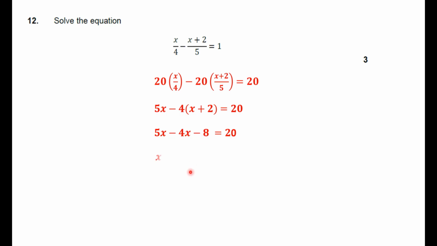Take the 8 to the other side. So you get x take away 8 is 20. Take the 8 over now. So x will be 28, and that's the answer for 3 marks. Next question.